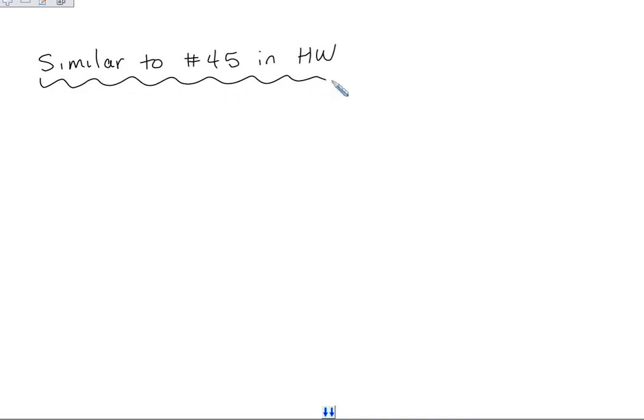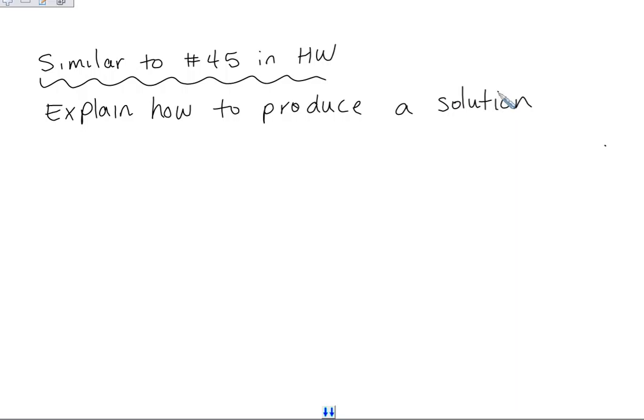It says explain how to produce a buffered solution. I think that's how it's worded. A buffer solution with a pH of 9. So it says explain how you're going to make this solution.